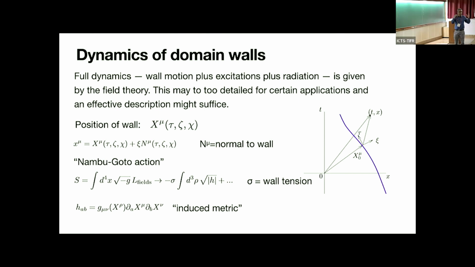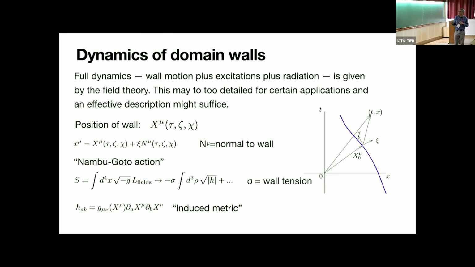So the question is, if you have a domain wall, how does it move? So you can say, well, I know the field theory. I am just going to solve the full field theory, and that will tell me how the domain wall will move. And that's a perfectly good way to think about it, except that the field itself has many degrees of freedom, like radiation and small excitations, and you may not be interested in the detailed dynamics of the whole field. You are just interested in how this wall is moving, right? So for that, there is something called the Nambu-Goto approach, where you just want to get a Lagrangian or an action that describes the motion of the wall, and you want to ignore all the radiation and everything else.